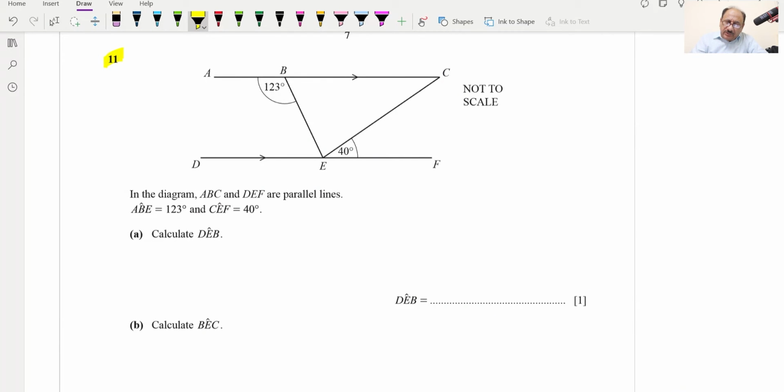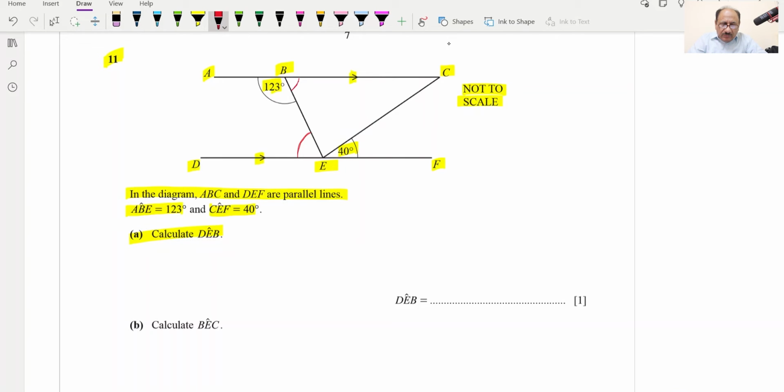Question number 11. The diagram provided is not to scale. In the diagram, A, B, C and D, E, F are parallel lines. So this is the symbol for the parallel lines. Angle ABE is 123 and angle CEF is 40. Calculate DEB. DEB will be which angle? DEB will be this angle, and we can calculate this easily.